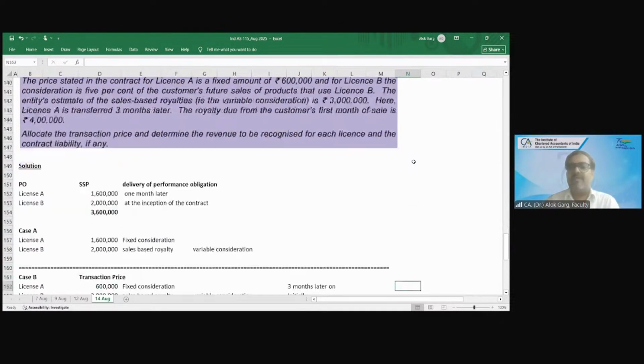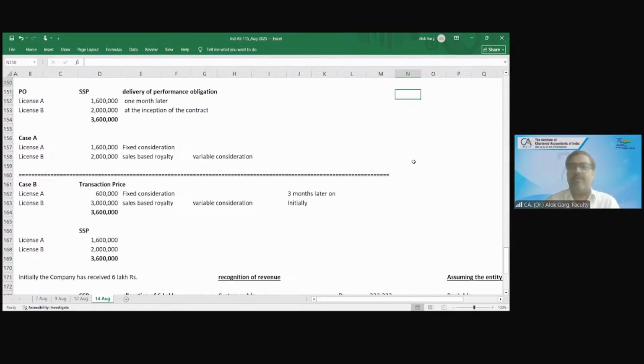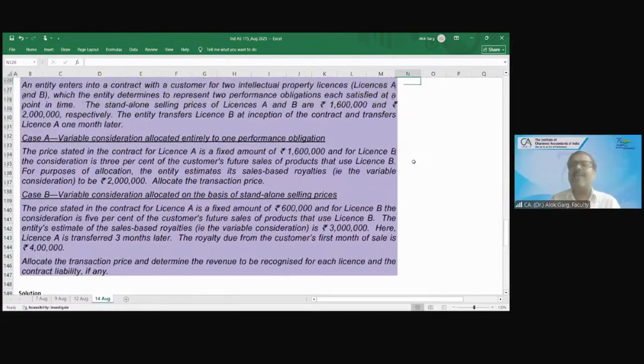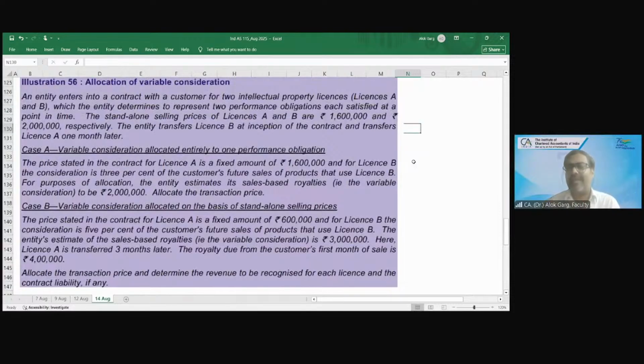And this is for the whole year, right? Yes, this is for the contract, so there is no relation to the year in it. This is a contract price. They are transferring the license, so this is a contract price. Okay. In the question, it does not talk about the year. It talks about the consideration of 3% of the customer's future sale of products, right? So the question is not asking you anything year wise. It's a contract price. Okay.